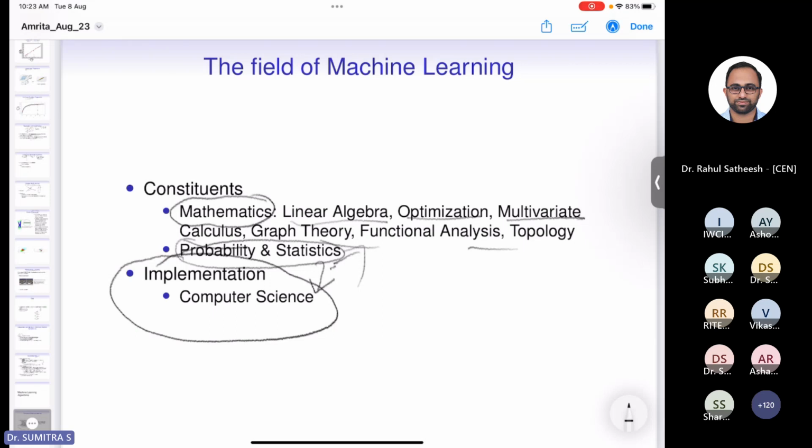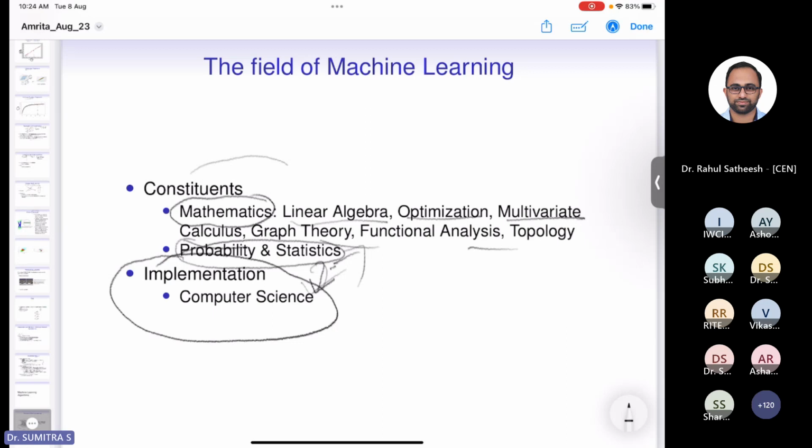Even a person who doesn't have any computer science background can study machine learning, but should have a good mathematical background. Now, that is to understand the theory. Then comes the implementation. Of course, we should have a very good hold in programming to implement this. So these together make it an interdisciplinary field.